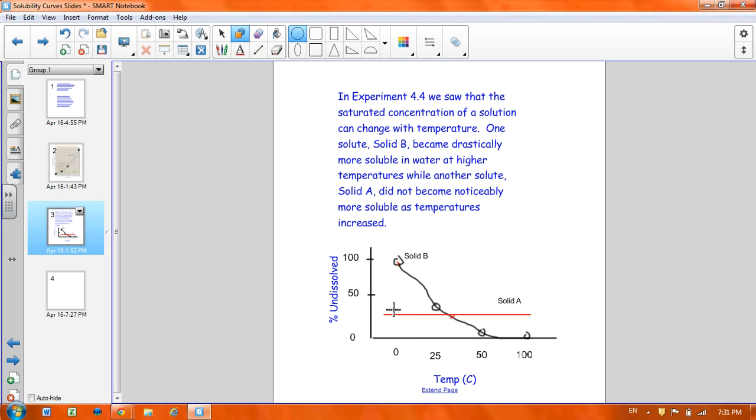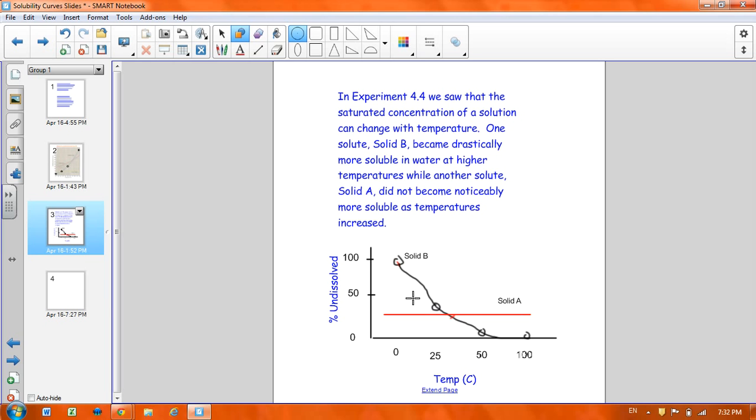And then for the solid A test tube, I think those of you that handled that one saw that the amount of undissolved solid in the test tube did not appear to change regardless of what bath it was in, whether it was in the cold 0-degree bath, the room temperature bath, the warm bath, or the hot bath.